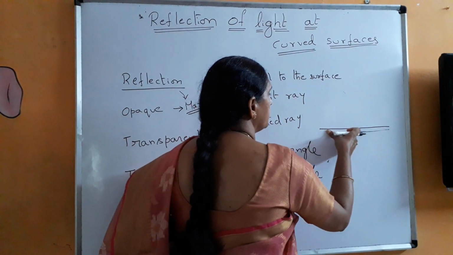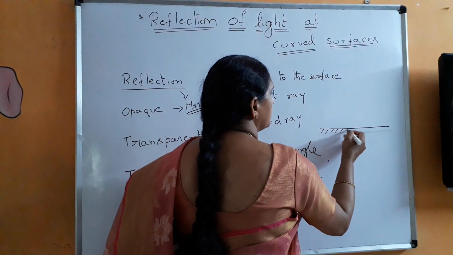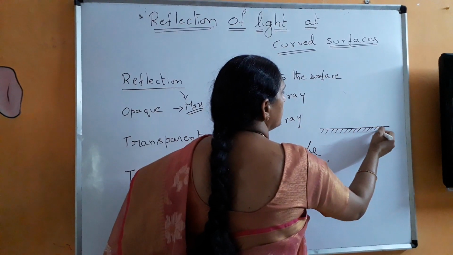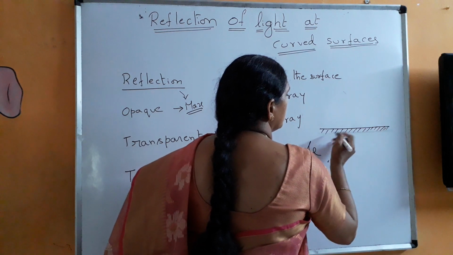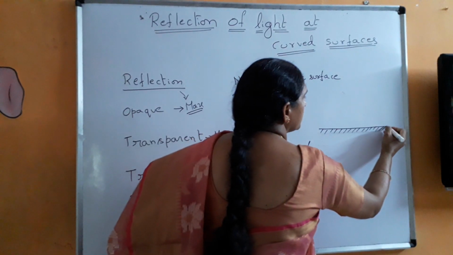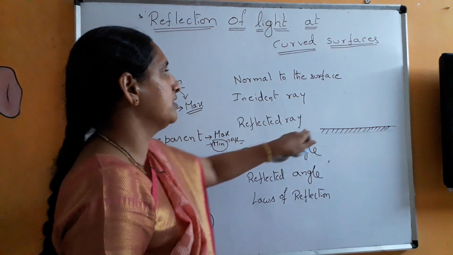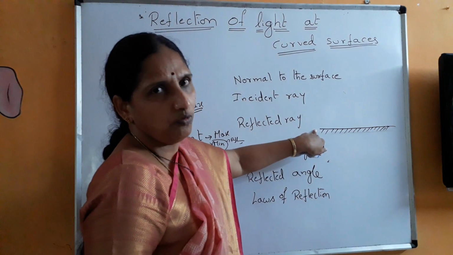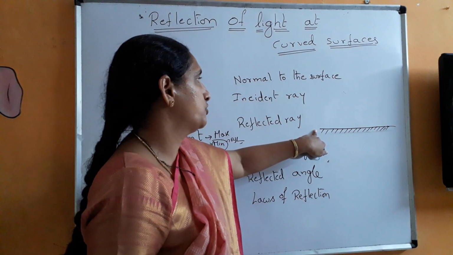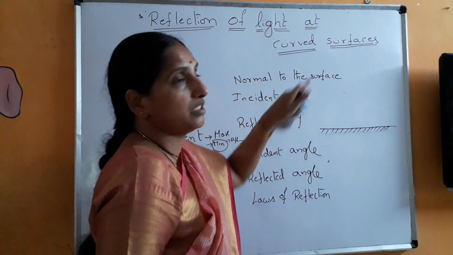So whenever it is a mirror, just draw a horizontal line and then you can see that small slant lines are drawn here, which shows that it is a representation of a mirror. Right. So a mirror is an optically polished, smooth surface, and now the normal to the surface.